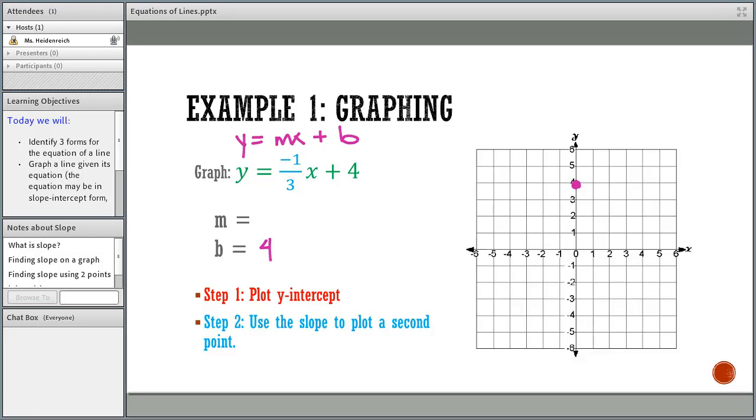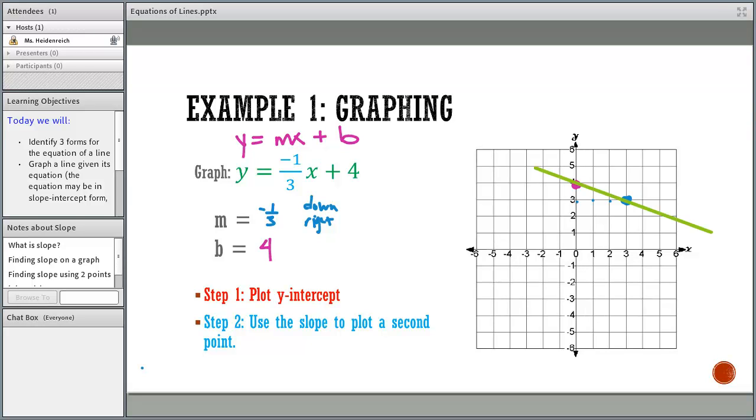Now the slope is the other number, the first number in the equation, but we don't do it until our second step. So to plot the next point compared with our y-intercept, we're going to go down for the -1. I'm just going to put little dots here that are not points on the line. They're just to keep track of what I'm doing. So down 1, and then right, because the 3 is positive, right 3. So my next point is at 3, 3, because I went down 1, right 3 from my y-intercept.